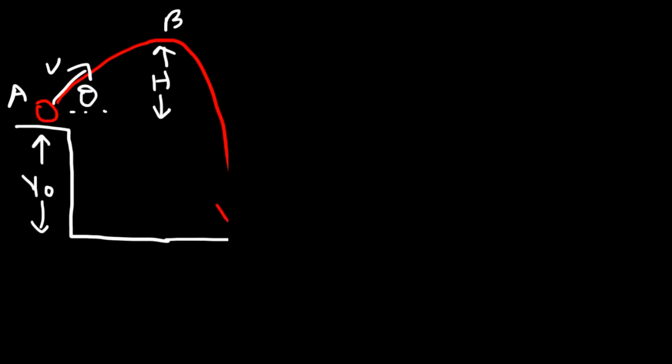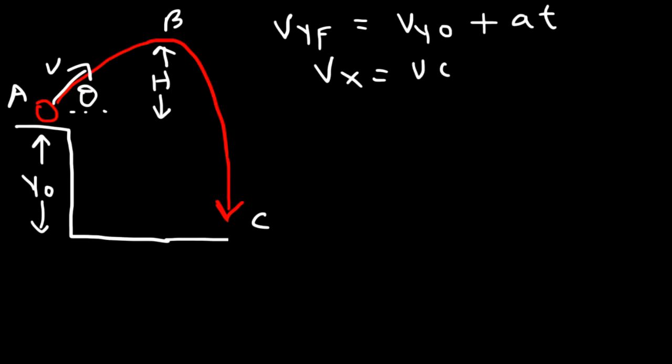Now, another thing that you may need to know is how to calculate the speed just before it hits the ground. So Vx is constant. It's going to be the same at points A, B, and C. However, Vy changes. So first, you need to find Vy final at point C, using Vy initial at point A. Once you have Vy final and you already know Vx, you can calculate the final speed of the ball just before it hits the ground using this formula.